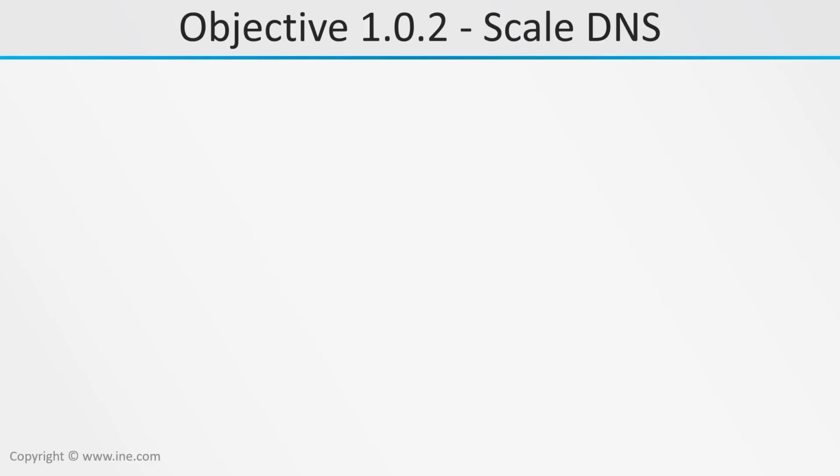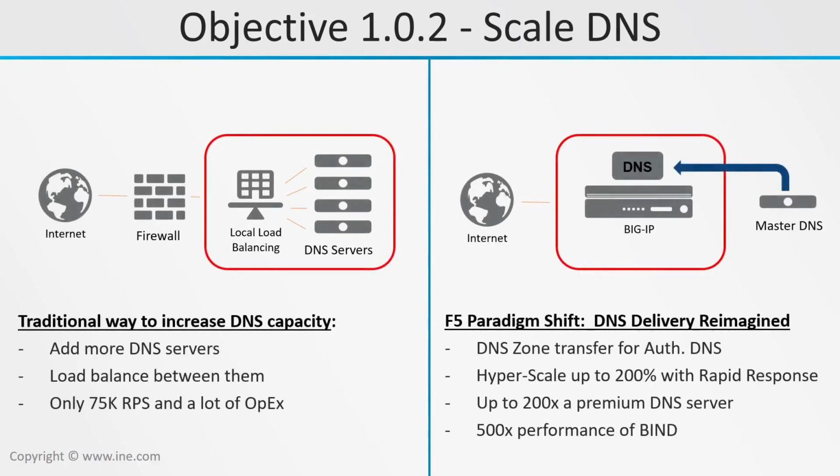Okay, so the first point about Objective 102 is we'll talk about scaling DNS. So the traditional way DNS was scaled was using a load balancer with more DNS servers. When we kind of talk about the paradigm shift where the BIG-IP DNS takes out both the firewall capabilities because it is an ICSA certified firewall. So the firewalls are not a bottleneck to DNS performance.